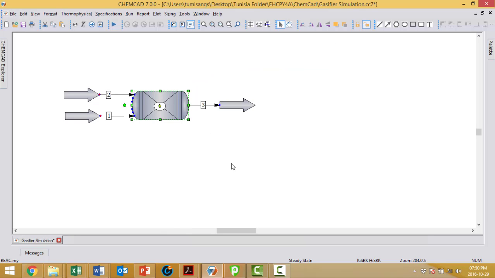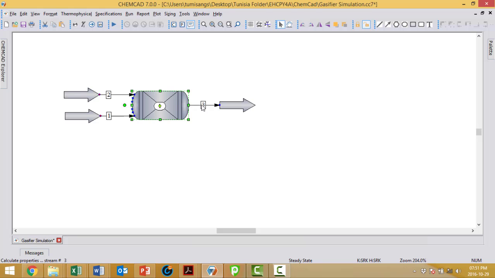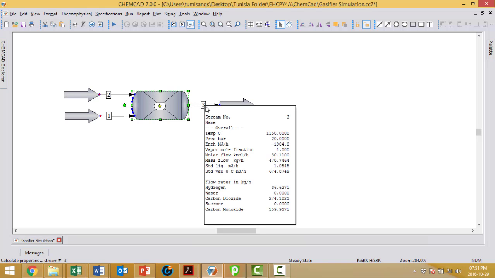Okay, that's our reactor fully specified. The next thing that we can do is try and run it and see if it will give us the product that we require. Let's do run all. Run has finished. You can hover over the stream and see if everything has been calculated. As you can see, the hydrogen is produced, all the water has been used, all the sucrose has been used, and the carbon dioxide and carbon monoxide are produced.